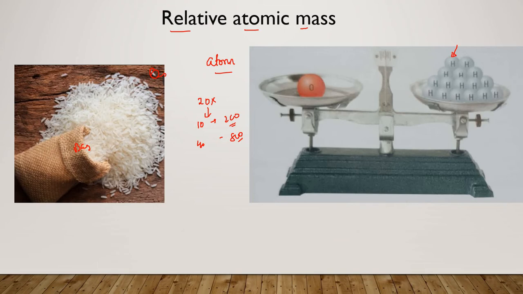Then you try to compare other elements with respect to hydrogen, to see what the weight of the other element is. For example, here if I want to balance the oxygen mass, I need to put 16 hydrogen atoms. But the problem is, what if I have a mass of 200 or, for example, 20? It will be very difficult to count all the hydrogen atoms one by one.